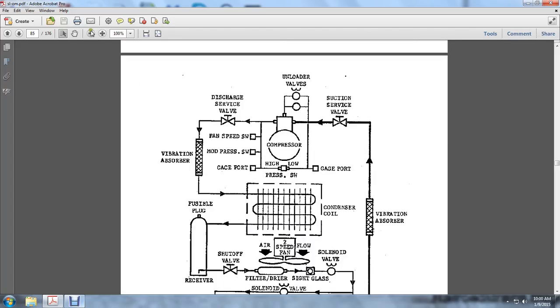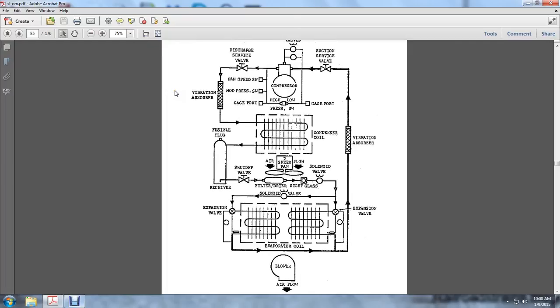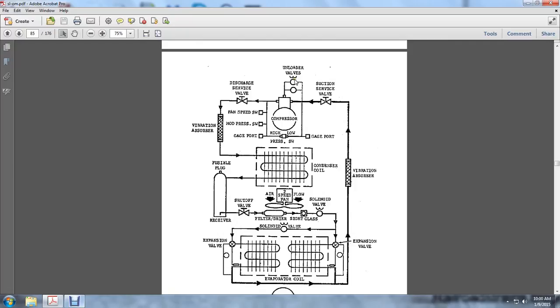Here is a picture of the air conditioner and refrigeration scheme diagram. Up at the top, you have your unloader valves and the discharge valves, in a circuit with the compressor, going from left to right. You go from the discharge valve into the vibration absorber, through into the condenser coils, into the fusible plug, receiver shut-off valve, and the filter dryer.